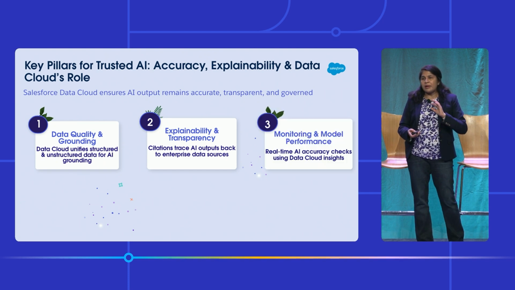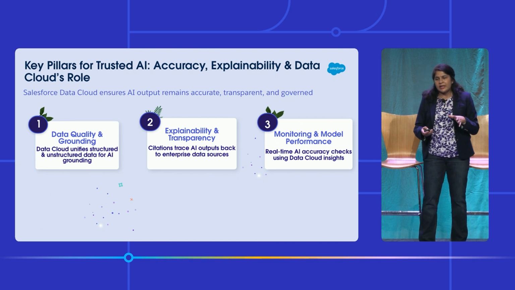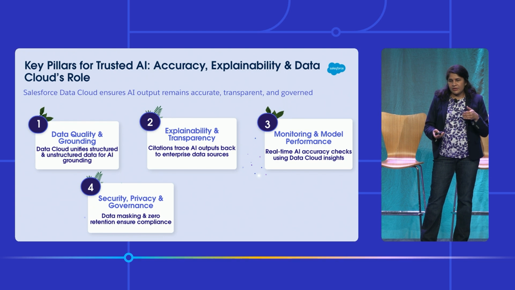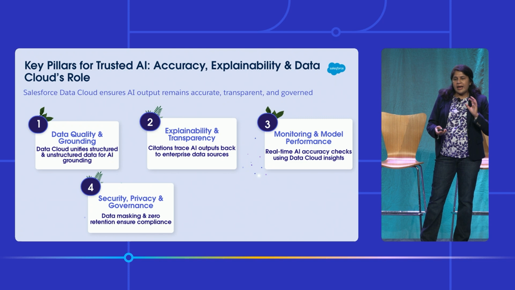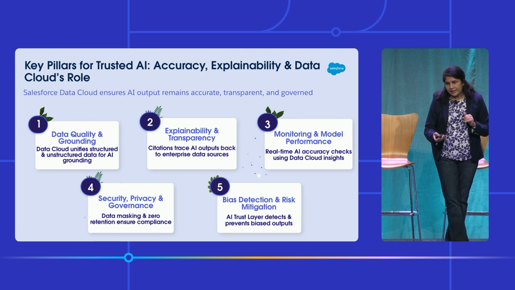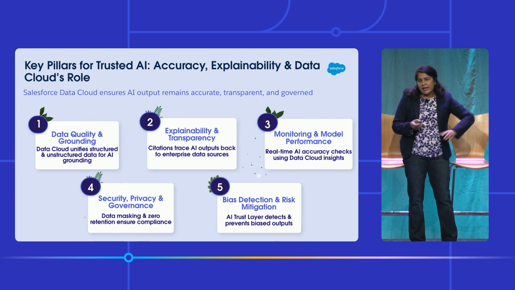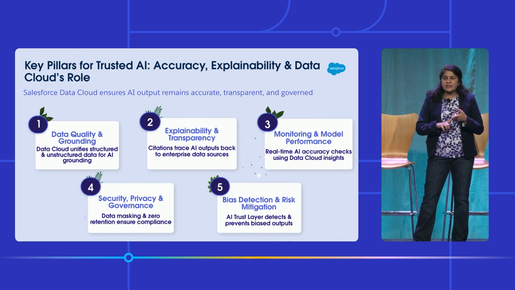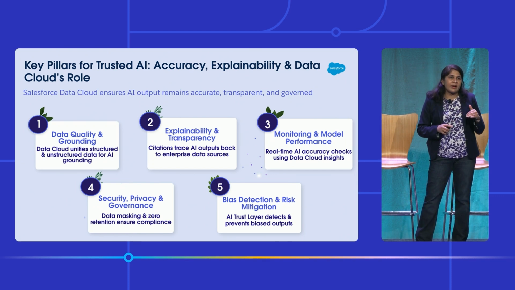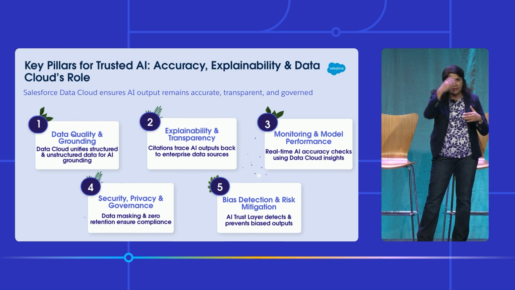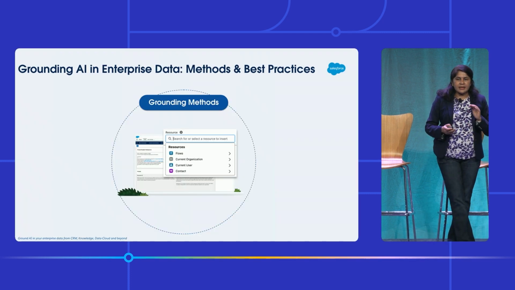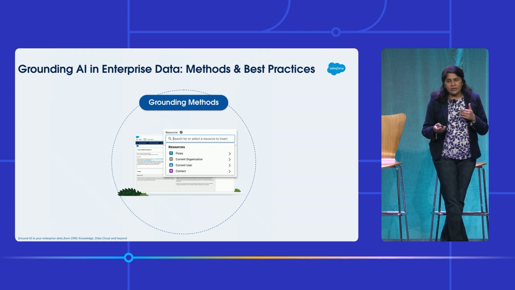And monitoring and model performance as well. Data Cloud facilitates that in real time, making sure that AI is accurate, along with security, governance and privacy considerations, data masking and zero data retention, and also making sure of bias detection and risk mitigation. We provide functionality where you can maintain the different bias scores and monitor that through out-of-the-box reports and dashboards as well.